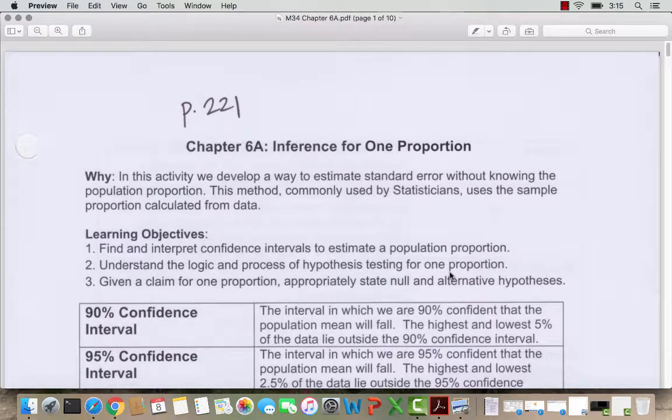Chapter 6a, Inference for One Proportion. We are going to take the same hypothesis testing structure and confidence interval structure that we applied to quantitative data, where we did inference for means, and construct similar hypotheses and similar confidence intervals for one proportion.